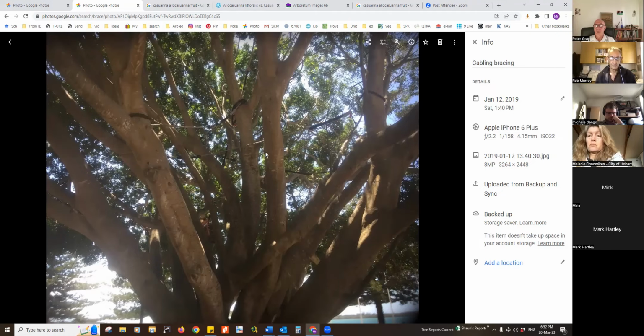And this was a reasonable approach by the city of Port Macquarie. There was probably another option that wasn't explored at all that was probably heaps better than bracing. Has anyone got any thoughts on what it might have been? Moving the target.